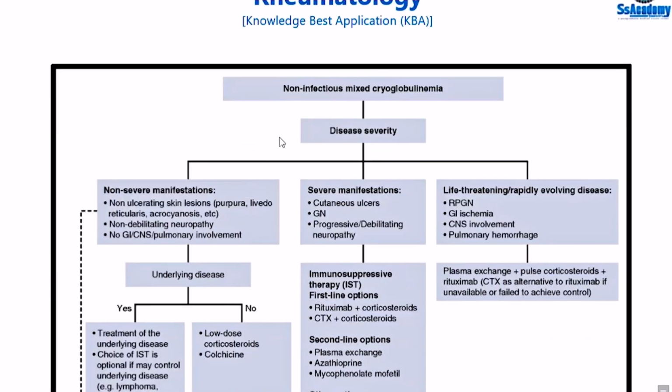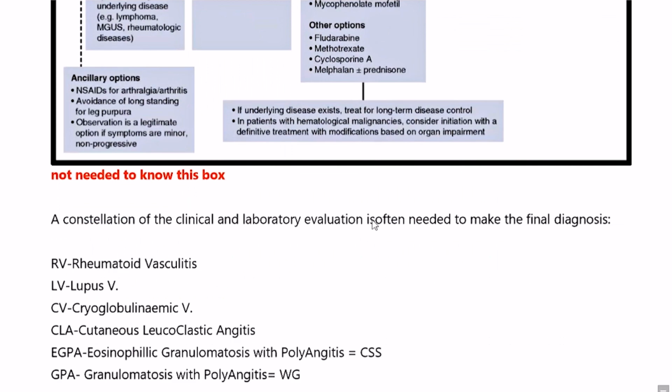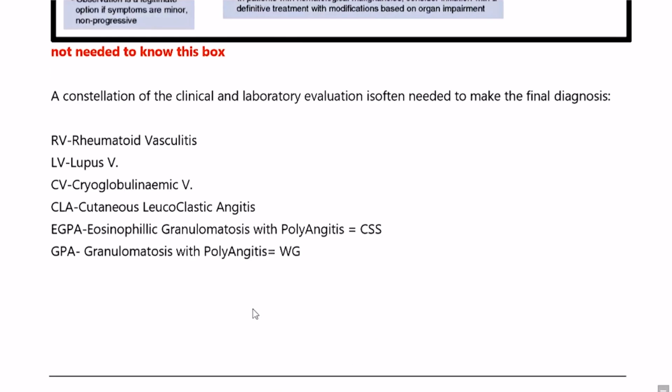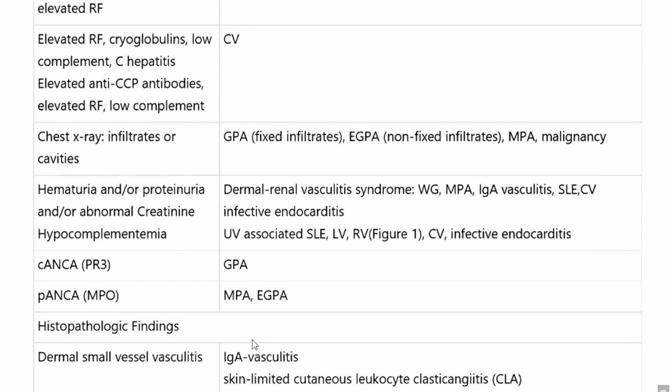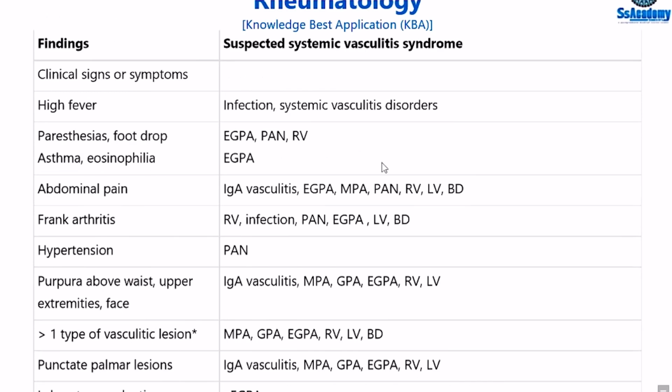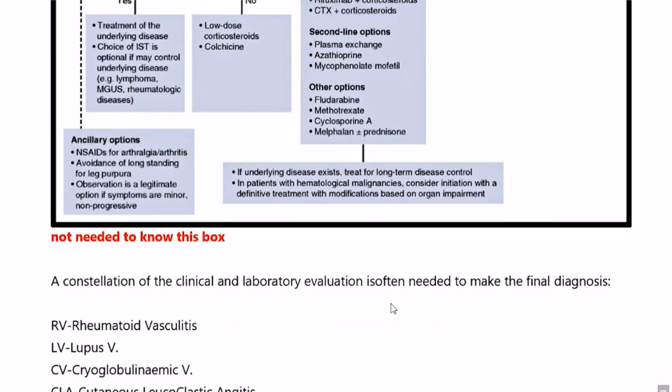And for non-infectious mixed cryoglobulinaemia, you can just look into what the options are, but this is not really needed for your exams, my dear. Here are some of the keywords given from the boxes. Some of the vasculitic syndromes are here, so just go through them one or two times only.